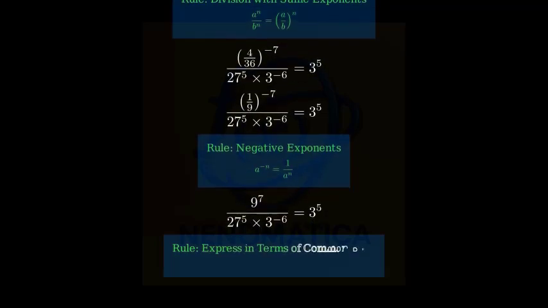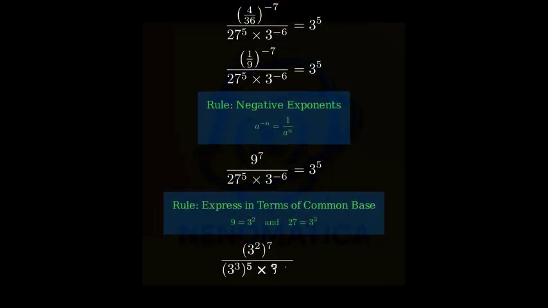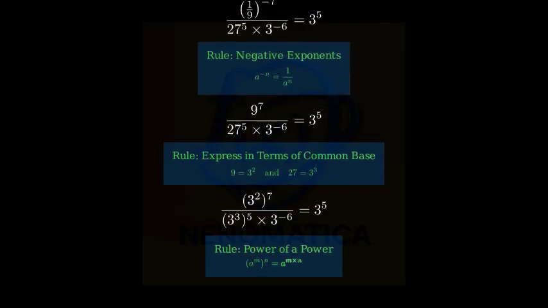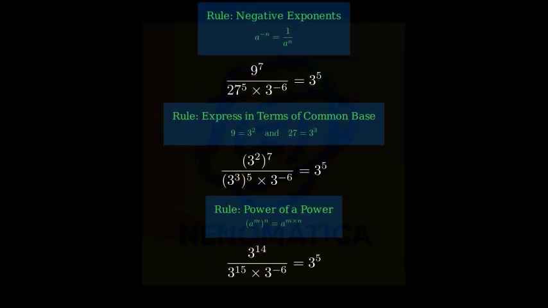To make further progress, let's express 9 and 27 in terms of powers of 3. We have 9 equals 3 squared and 27 equals 3 cubed. When we have a power raised to another power, we multiply the exponents. So 3 squared raised to the 7th power equals 3 to the 14th power. Similarly, 3 cubed raised to the 5th power equals 3 to the 15th power.